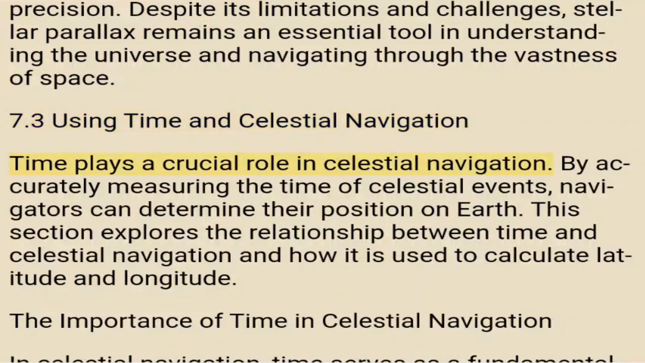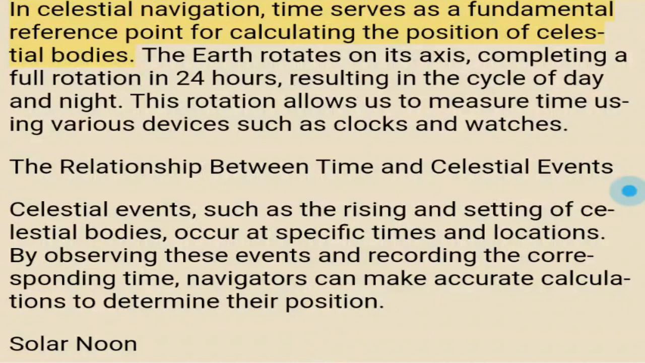Time plays a crucial role in celestial navigation. By accurately measuring the time of celestial events, navigators can determine their position on Earth. This section explores the relationship between time and celestial navigation and how it is used to calculate latitude and longitude. The importance of time in celestial navigation. In celestial navigation, time serves as a fundamental reference point for calculating the position of celestial bodies.